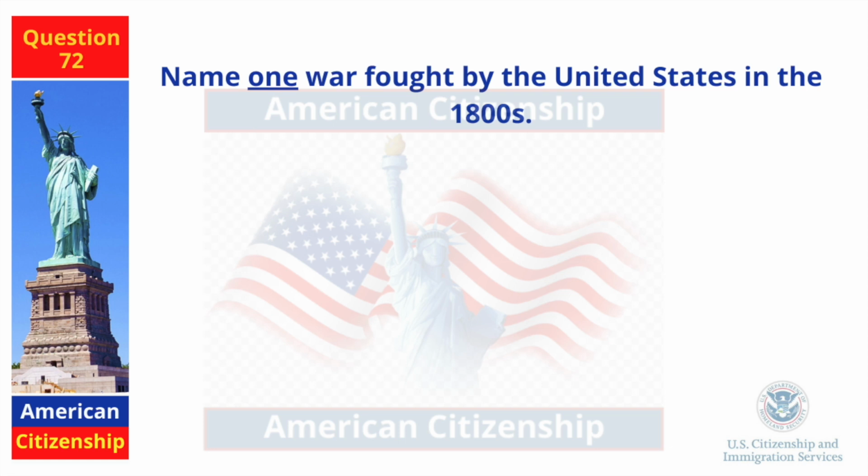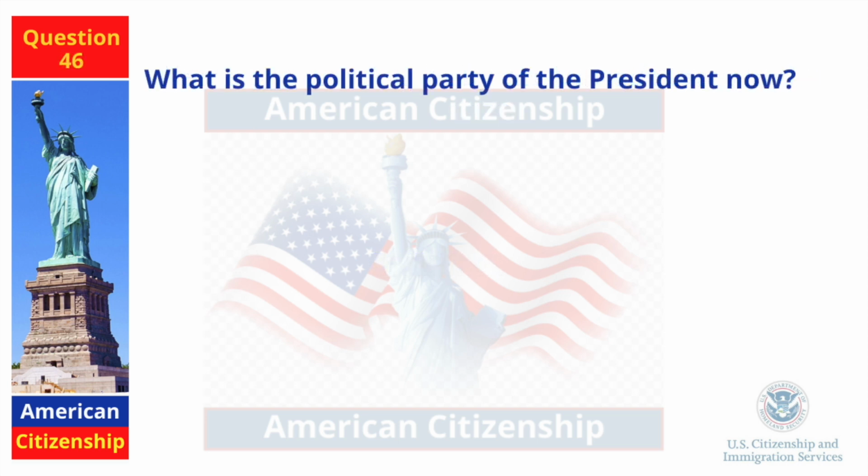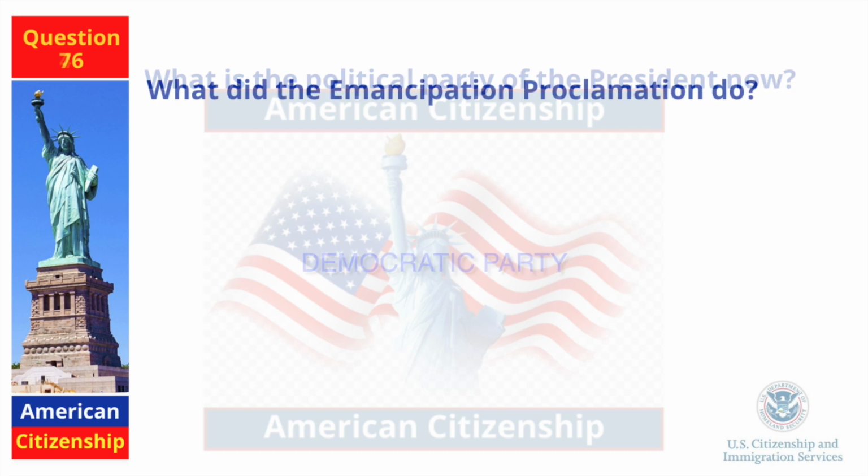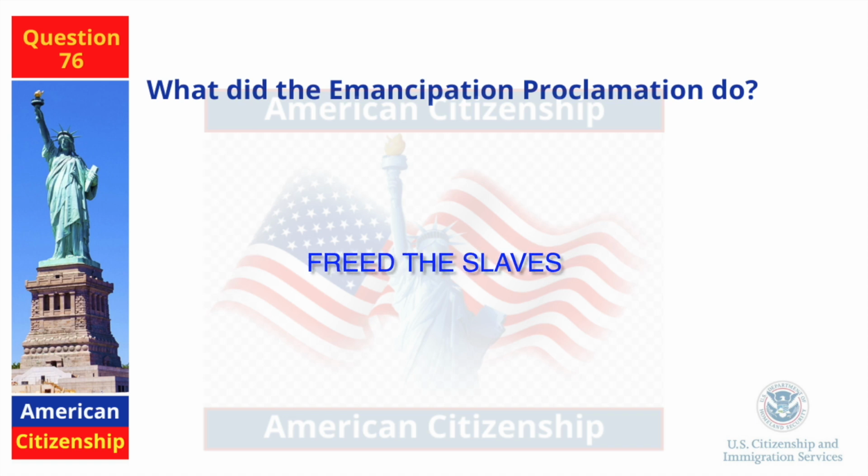Name one war fought by the United States in the 1800s. Civil War. What is the political party of the president now? Democratic Party. What did the Emancipation Proclamation do? Freed the slaves.